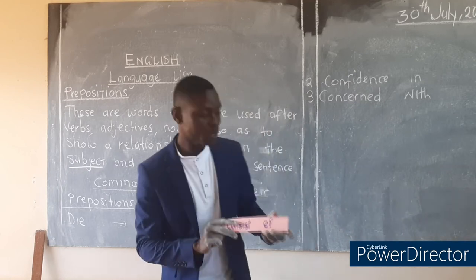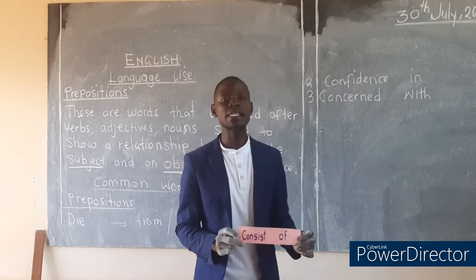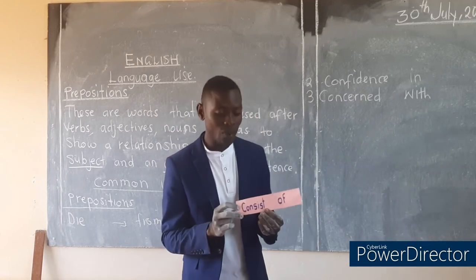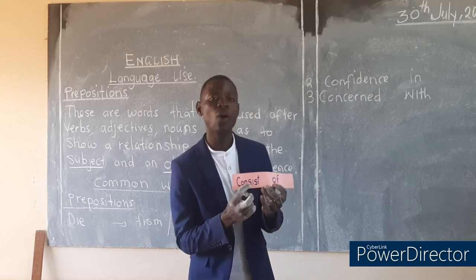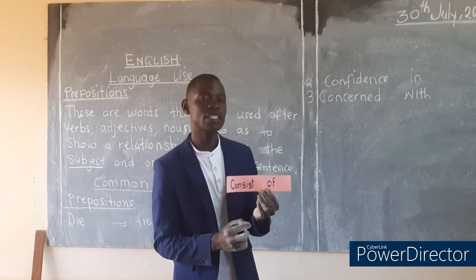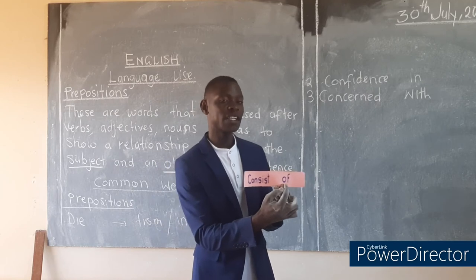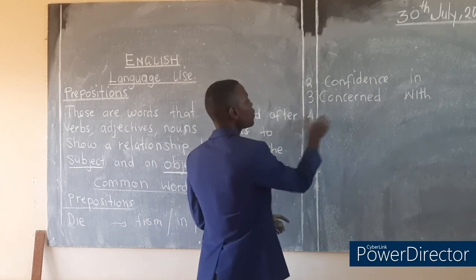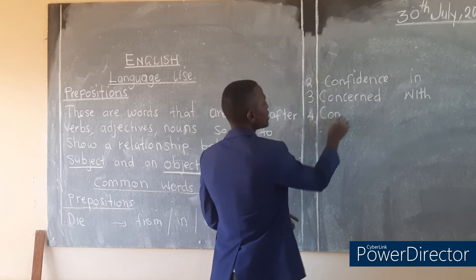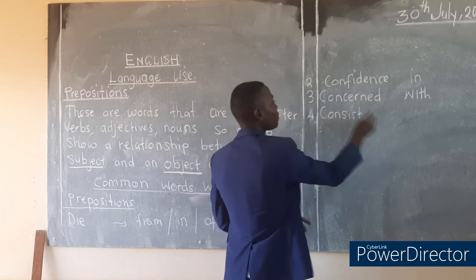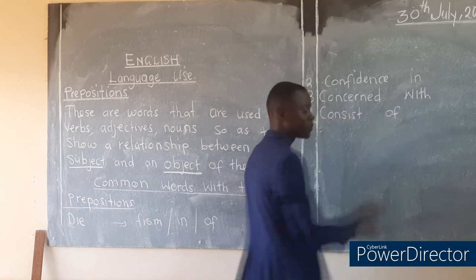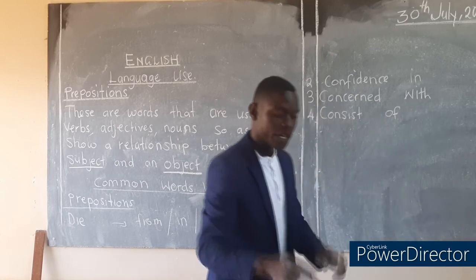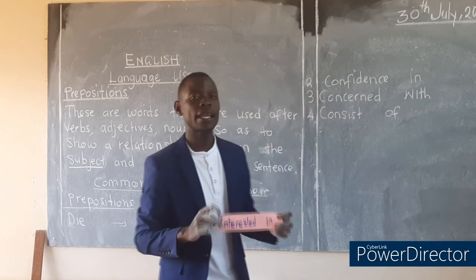Then we go to the fourth one, which is consist. So the word we are reading now is consist. What is the preposition of this word? The preposition is of. Then the other word is interested.